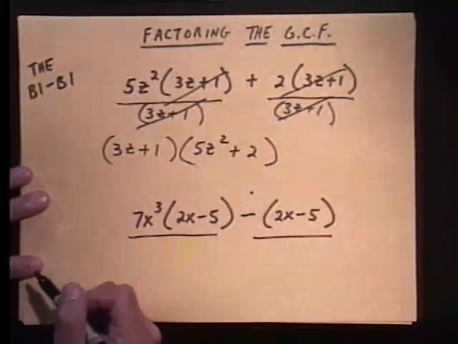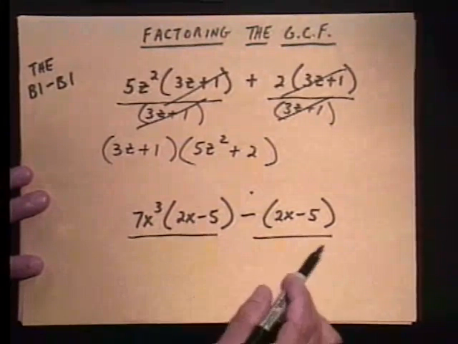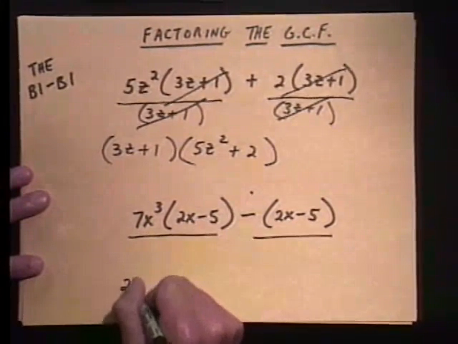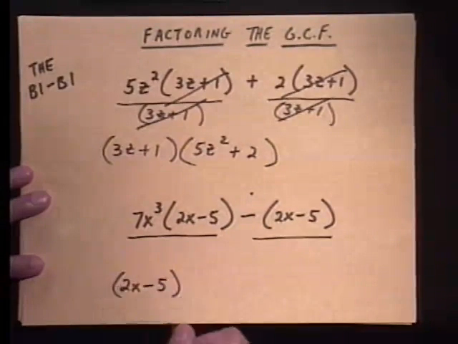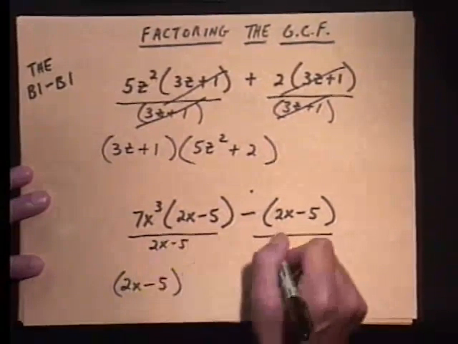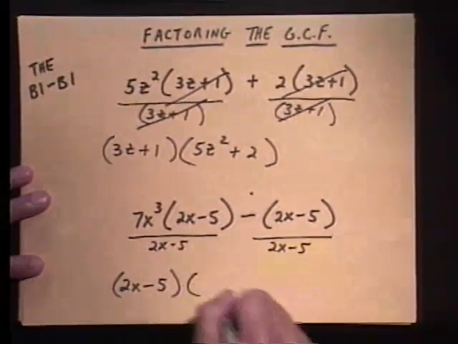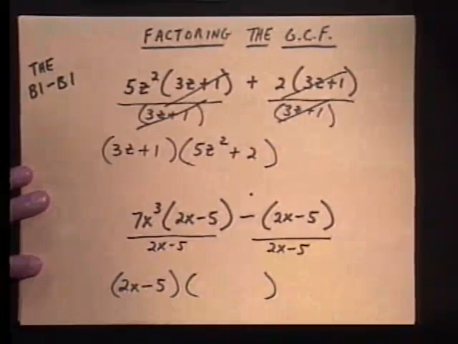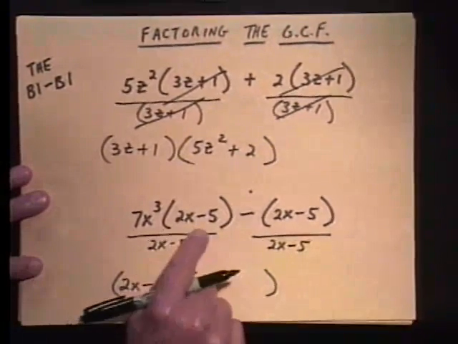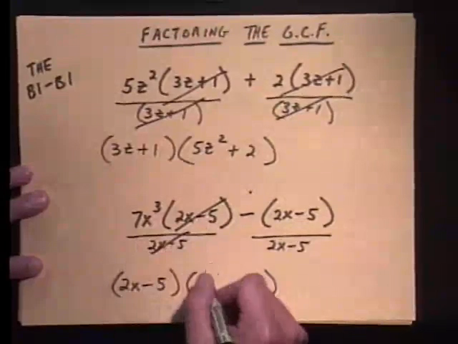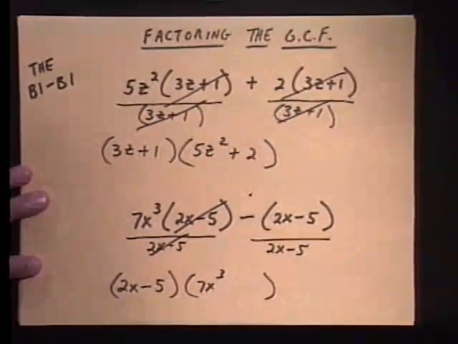And again, you can see a common what? 2x minus 5 is in common. So I'm going to pull the 2x minus 5 out, and I'm going to write that right underneath each term, 2x minus 5 very quickly, and we'll put what's left in here. What's left? Well, in this one, it's easy to see what's left. When those cancel out, you're left with the 7x to the third.